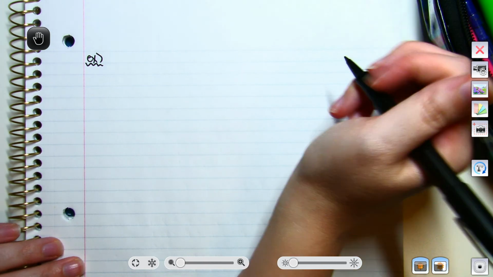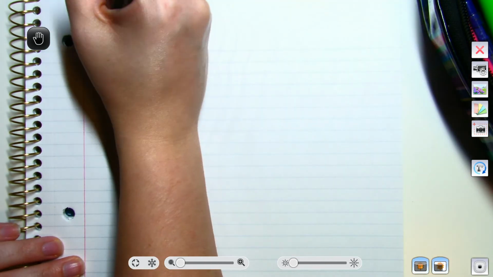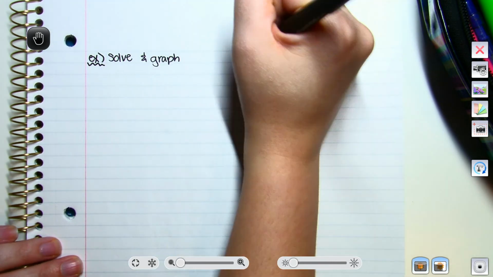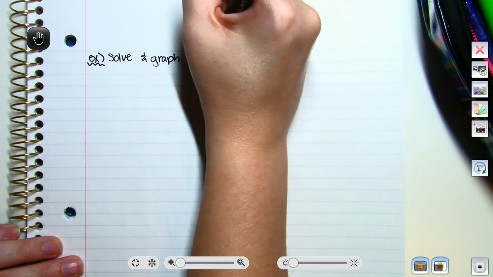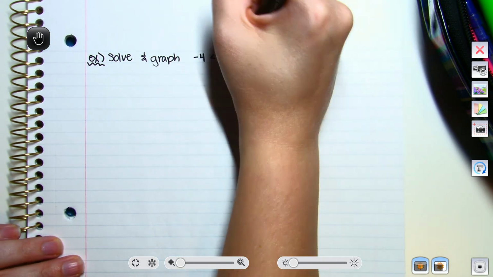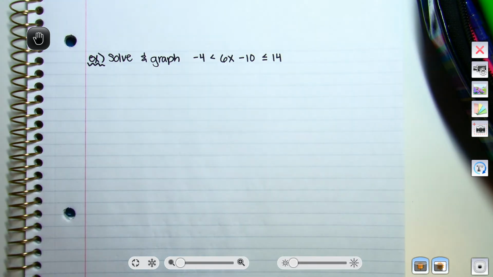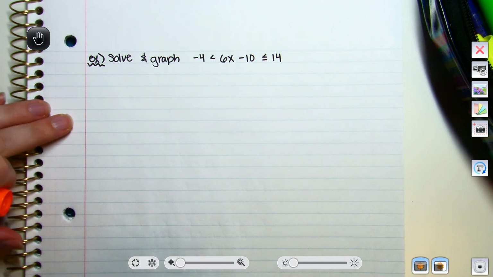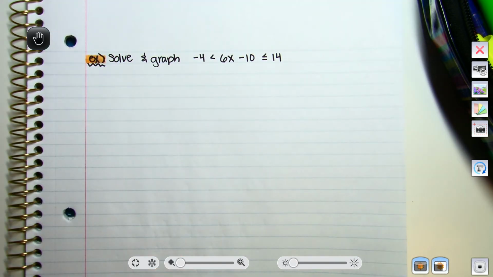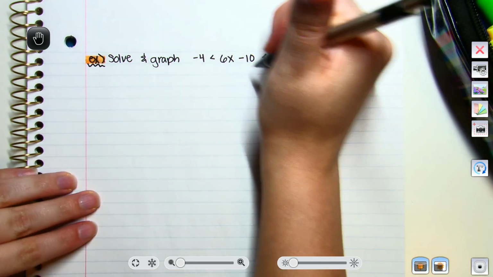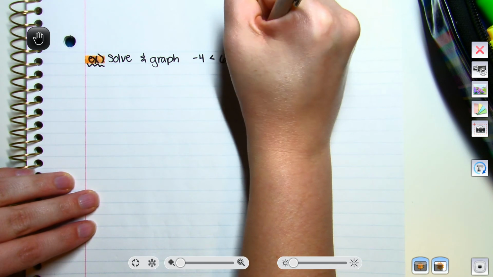So we're going to do the compound inequality that is an and inequality. So solve and graph with -4 less than 6x minus 10 less than or equal to 14. All right, so for this problem, my x value is only in the center. I need to get everything away from it. So same rule of moving things away from it. I'm going to move the 10 first.